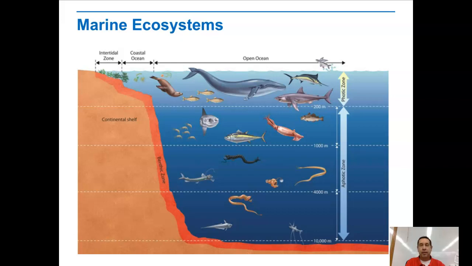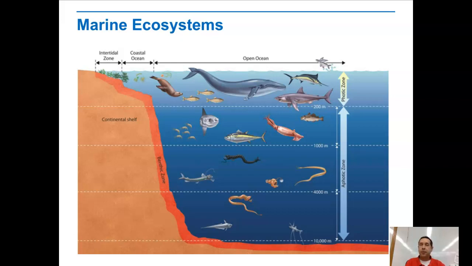We have the photic and aphotic zones. Photic is the depth to which light can penetrate, and it can extend as far down as 200 meters. That's where photosynthesis can occur. That's where things at the bottom of the food chain typically are found. The aphotic zone, no sunlight penetrates down to that layer.